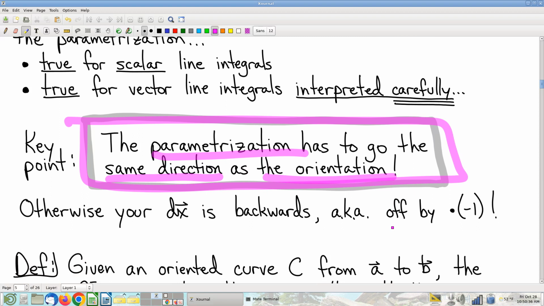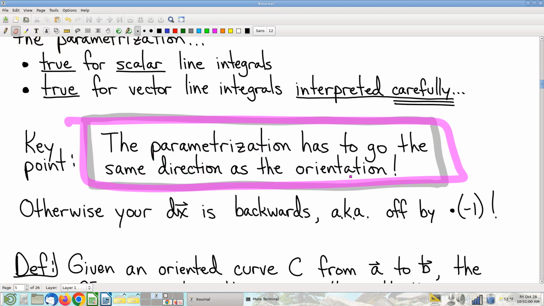If you parameterize it backwards, then you're describing a very importantly different story, right? You're computing the amount of work it takes to go down the mountain path, not up the mountain path, or vice versa. Does that make sense? Okay. Other than that, parameterize however you like.